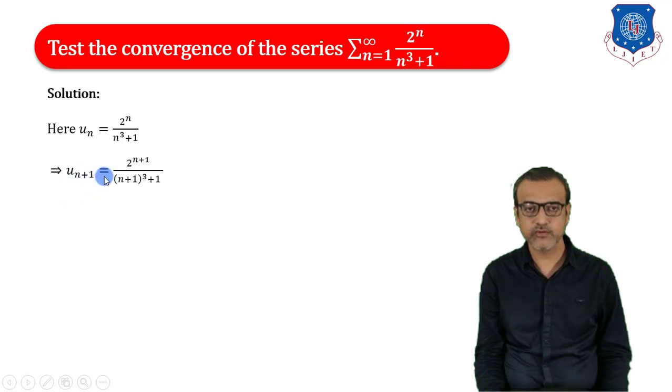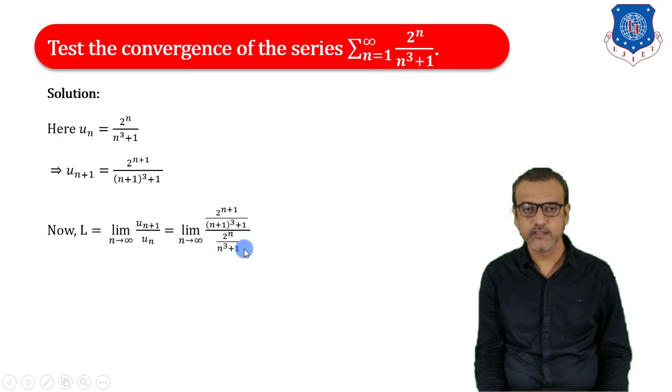So first of all we will find un plus 1, replacing n by n plus 1. This equals 2 raised to n plus 1 upon n plus 1 the whole raised to 3 plus 1. Now L equals limit n tends to infinite un plus 1 upon un.